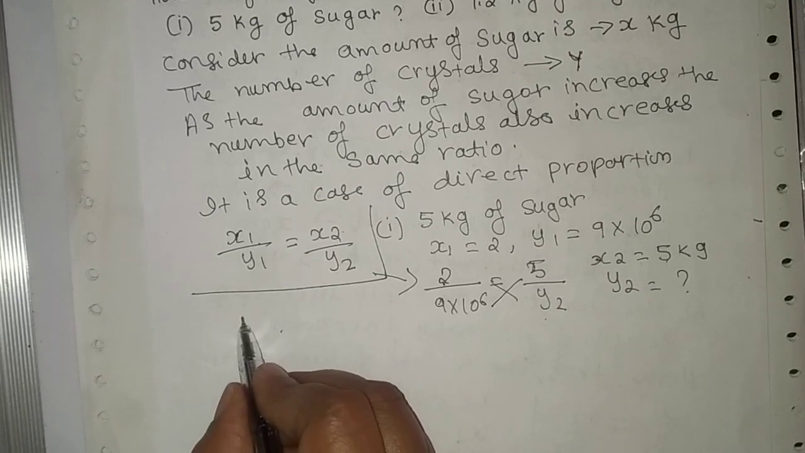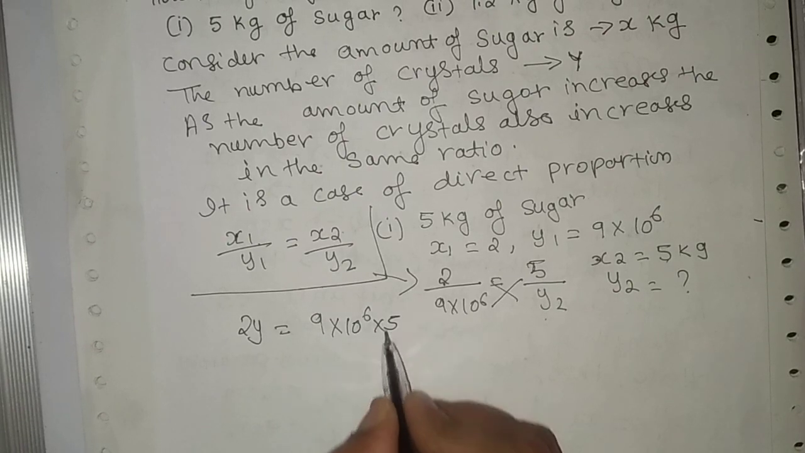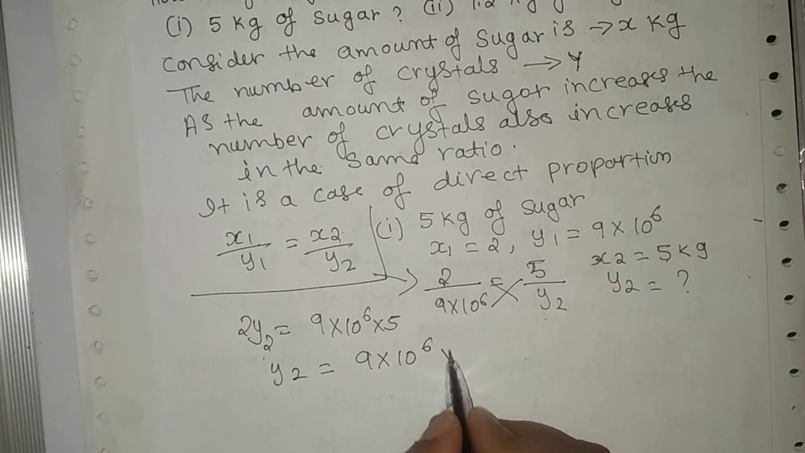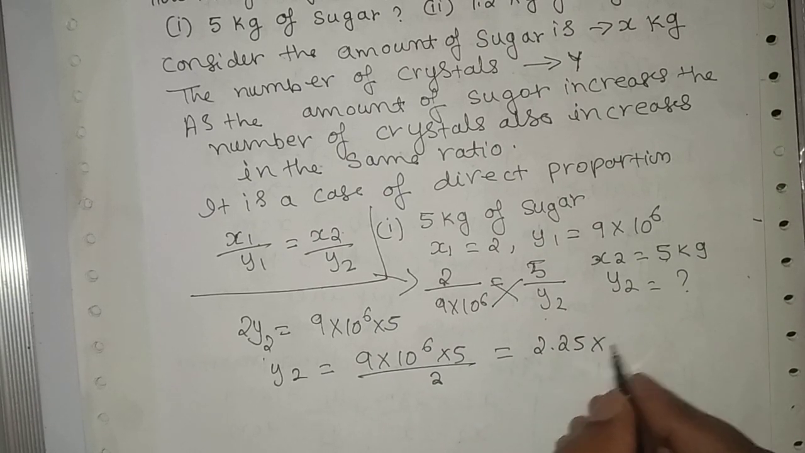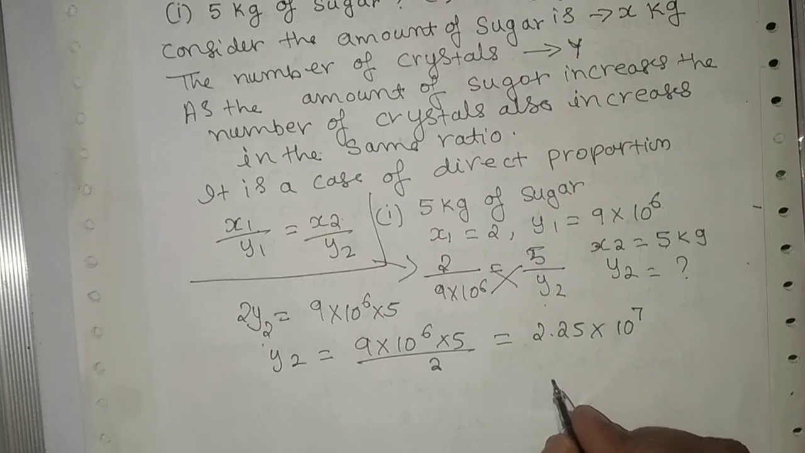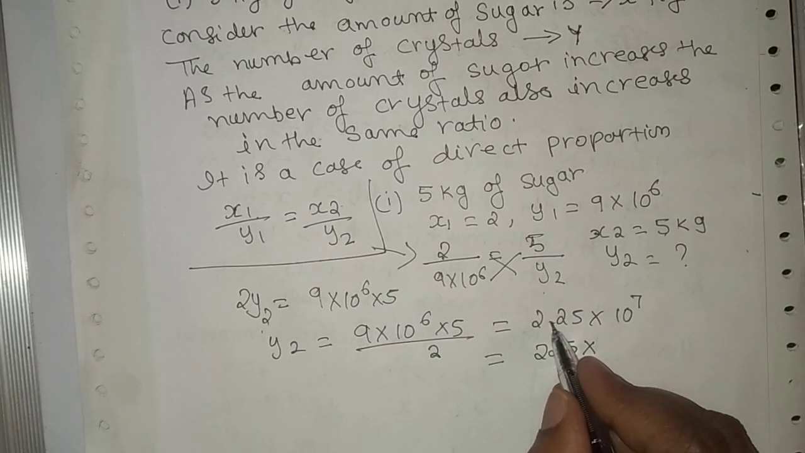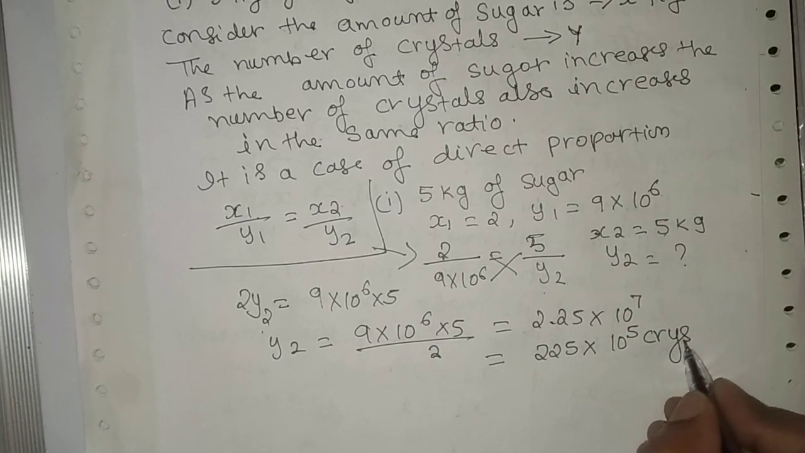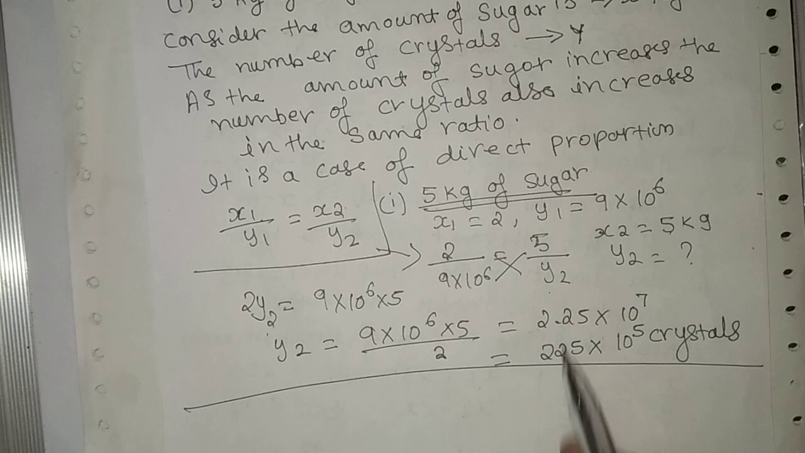Then cross multiply this. So how much do we get? That is 2y2 is equal to 9 into 10 power 6 into 5. Therefore y2 is equal to 9 into 10 power 6 into 5 by 2. Then this is 2.25 into 10 power 7 crystals. Or we can also write here 225 into 10 power 5 crystals. So this is the first option for 5 kg sugar.